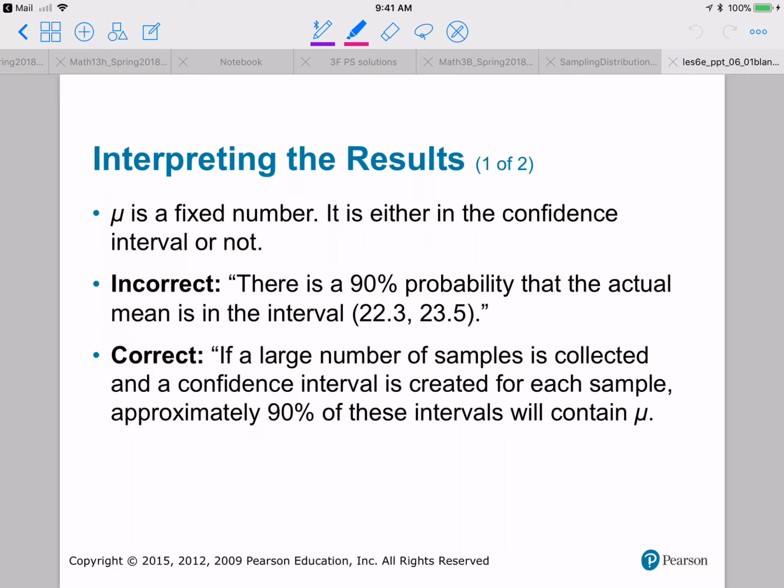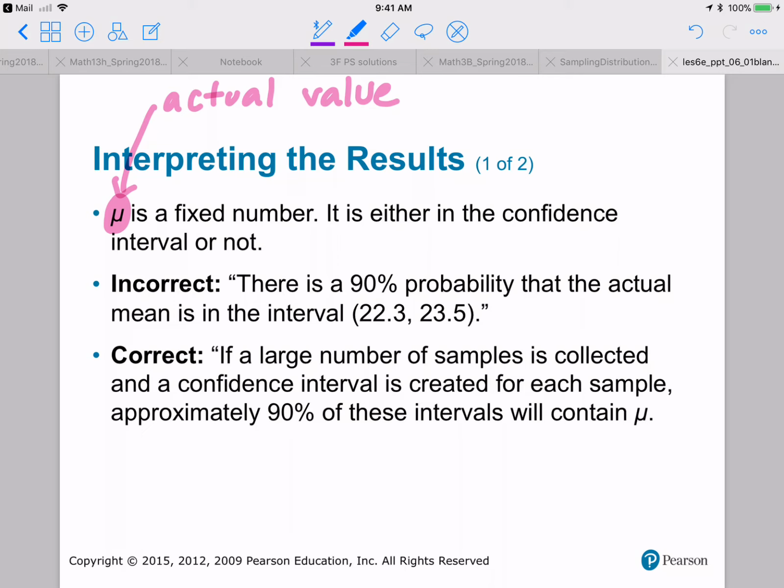Now, just to repeat, mu, your actual value, is what you're trying to estimate. Your actual value is a fixed number. Either it's in a confidence interval or it's not, right? So you're trying to come up with a confidence interval, which is your estimate. And either mu is in it or it's not. So it's incorrect to say there's a 90% probability that the actual mean is in this interval, because either the mean is in there or the mean is not in there, right?